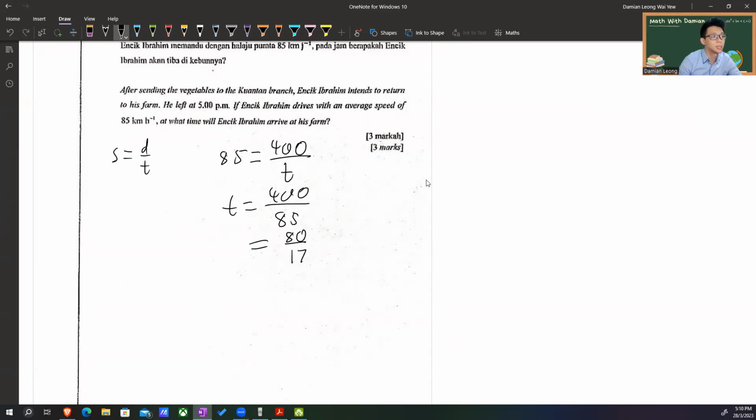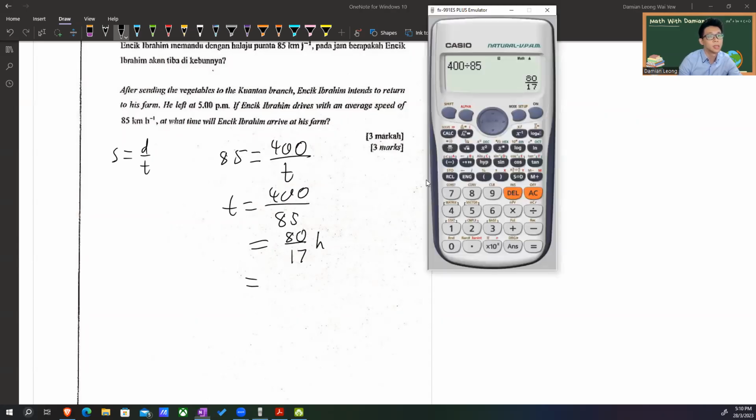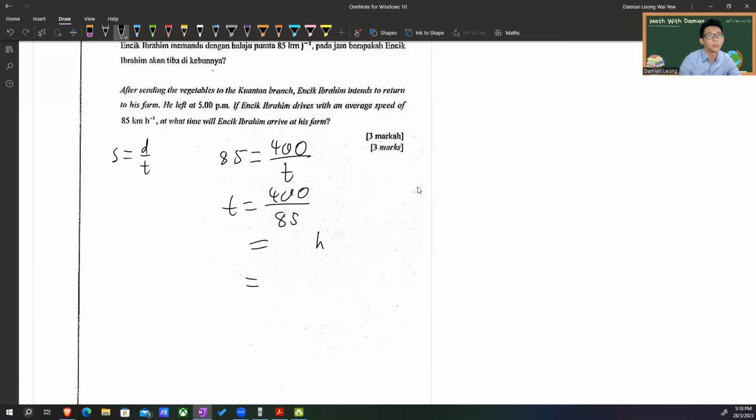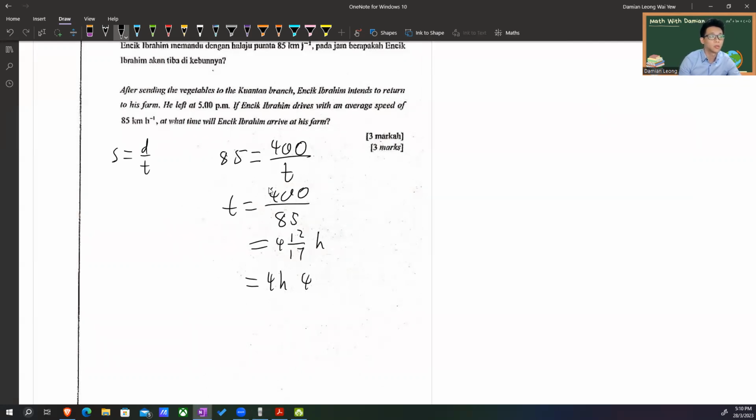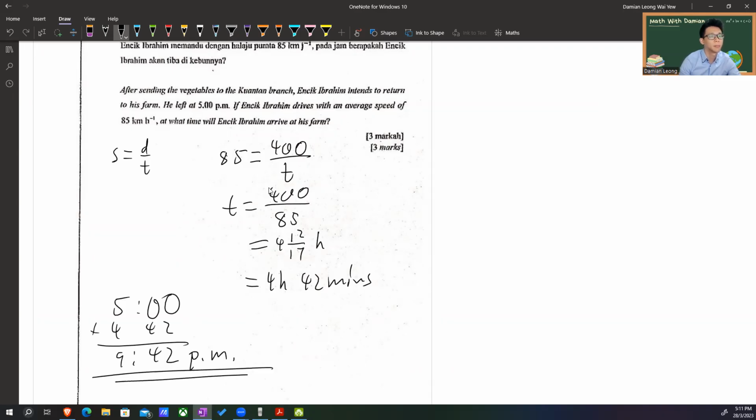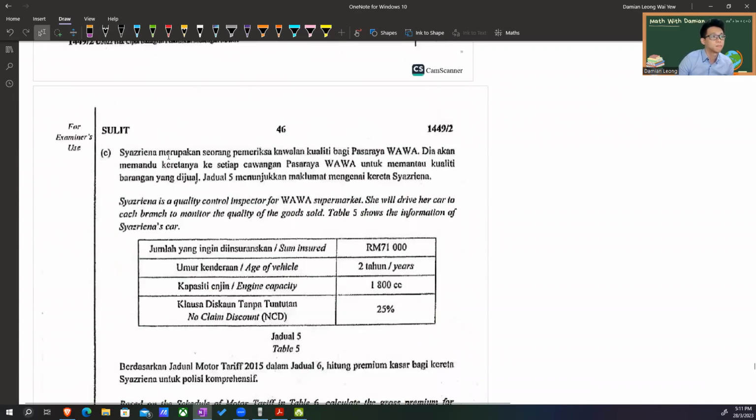This is in hours, so convert to hours and minutes, or I put mixed number. 4 and 12 over 17. So 4 hours, 12 over 17 times 60, change to minutes, 42.35, so 42 minutes. So 5 p.m. plus 4 hours, 42 minutes, 9 hours, 42. So 9:42 p.m. That's it.